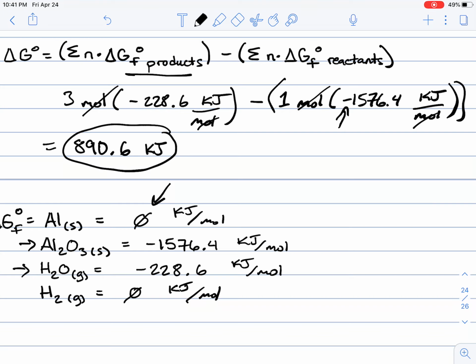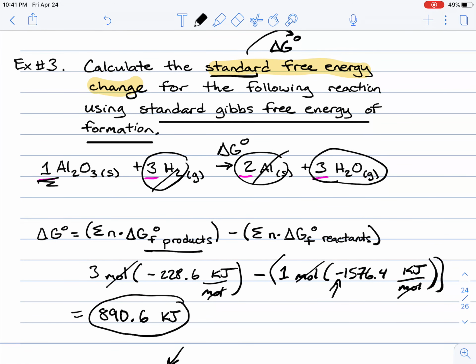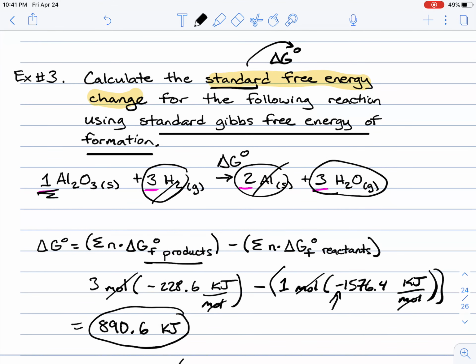And so this technique is a lot easier and a lot simpler compared to what we did in the prior example. But the reason why I did this is I want to compare the actual answers. So example number 2 and example number 3, we're using the same chemical equation. The only difference is the technique that we're using. In example number 3, we're using the standard Gibbs free energy of formation, which is the equation that you see on the screen. Whereas in example number 2, we're using the definition of Gibbs free energy, which is delta G is equal to delta H minus T delta S.